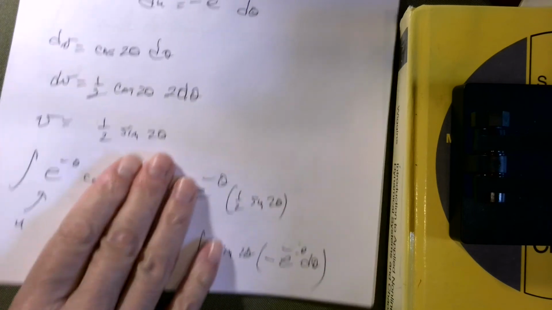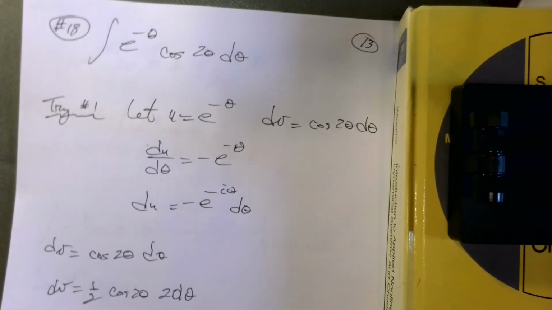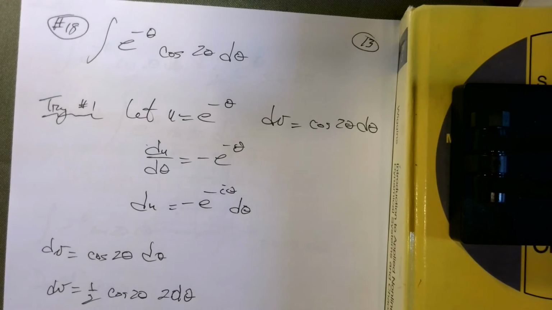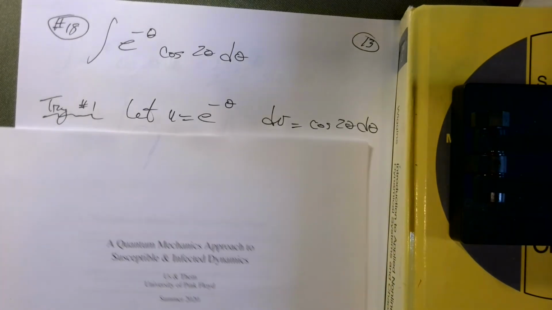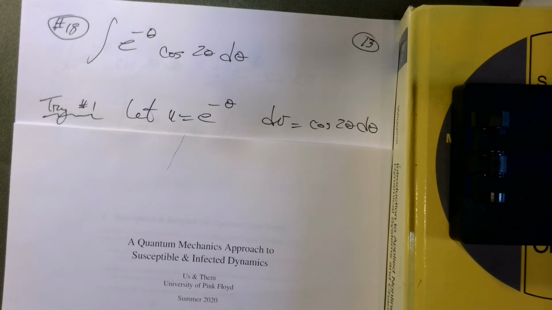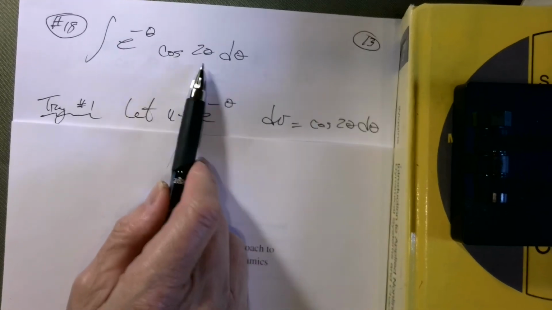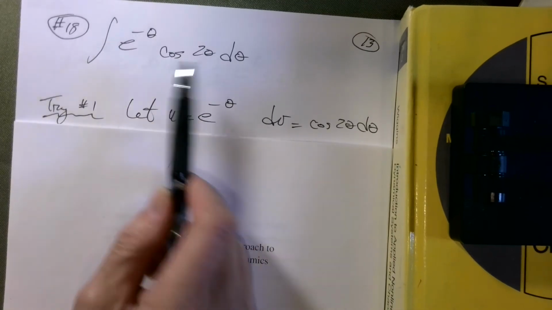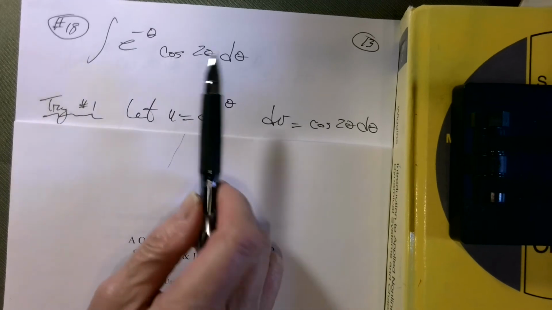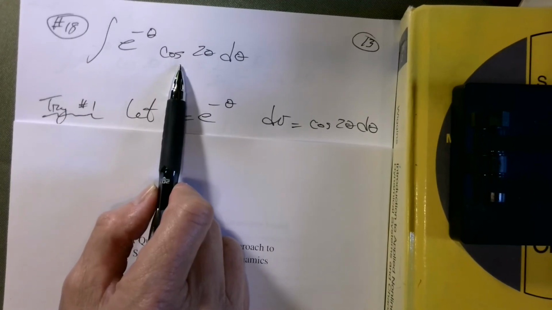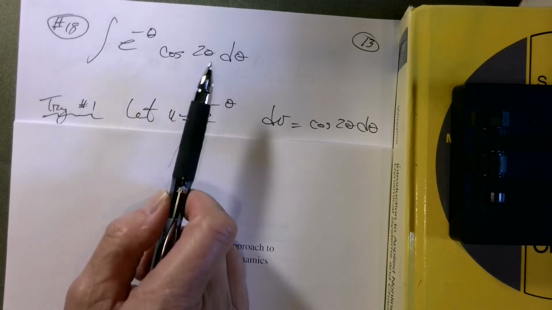Let's take another example, number 18. Okay, now, this one's going to be a little bit different than what the previous ones were. So what we've got here is the following. We have a problem. We have a combination of exponential and trig functions. Now, I know how to integrate or differentiate an exponential. I know how to differentiate or integrate a trig function.